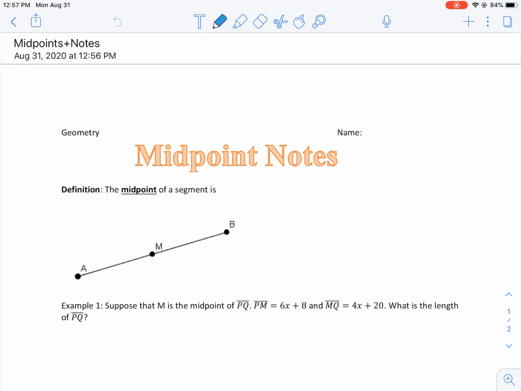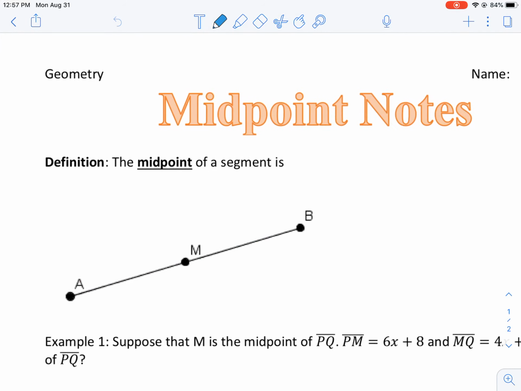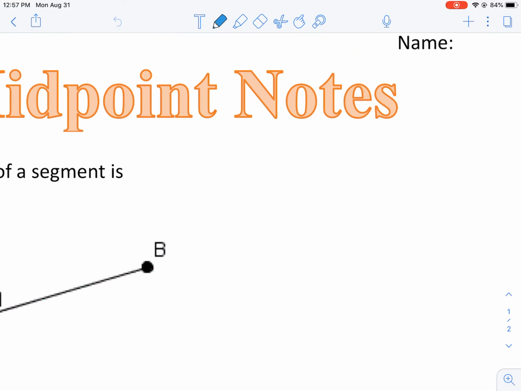Today, you guys are going to be working on what's called the midpoint, okay? You might be able to guess what this means, all right? But we're actually going to give a formal definition here for what a midpoint is. The midpoint of a segment is the point. All right, that's obvious. The midpoint is a point.